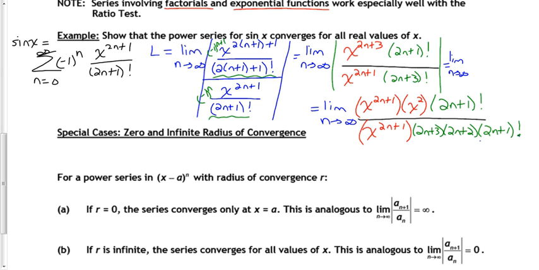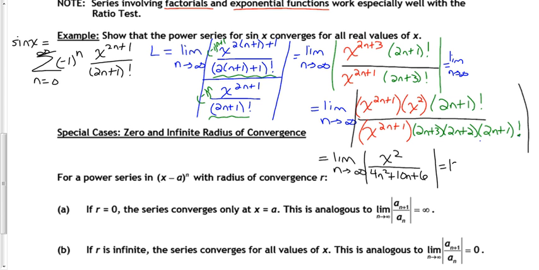So this is what we have. Don't forget your absolute values. Okay, so now I can start simplifying things. And when I simplify this, I get the limit as n approaches infinity of x squared on the top. On the bottom, I have the 2n plus 3 times 2n plus 2. I'm going to go ahead and multiply that out because I know I need to know what it actually is. Actually, I don't have to, but I'm going to anyway. So I have 4n squared plus 10n plus 6 in absolute value. And again, n is approaching infinity. So this x squared is not relevant to the limit, so I can pull that out. Limit as n approaches infinity of 1 over this 4n squared plus 10n plus 6. That's also an absolute value.